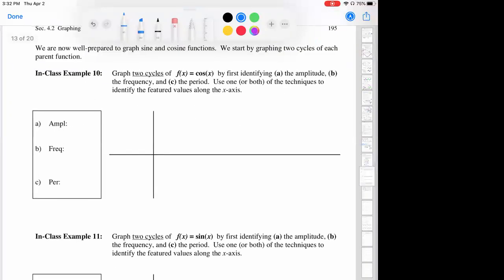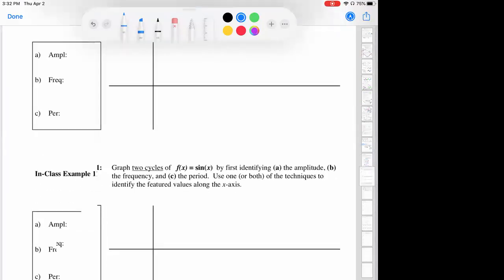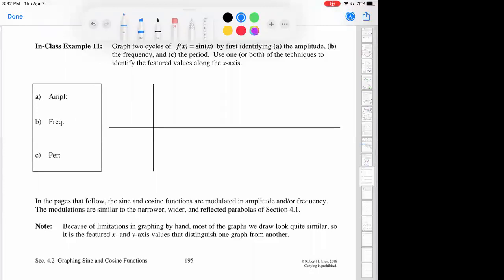Okay, let's do example 10. We are now well prepared to graph sine and cosine functions. We start by graphing two cycles of each prime function. I'll let you do in-class example 10 on your own, because it's a prime function, you have the first cycle, you just keep adding to it.